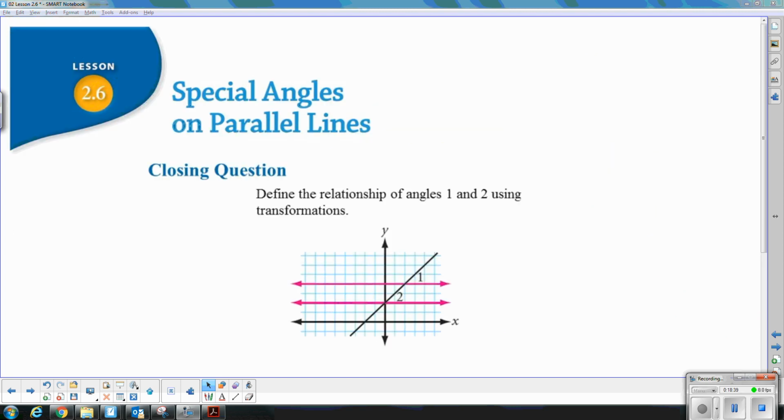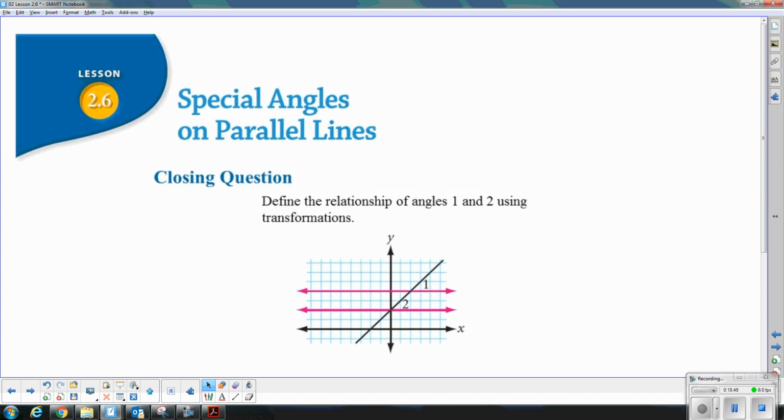Then please answer the closing question. Please pause the video while you work, and then you can unpause for the solution. It says to find the relationship between angle 1 and angle 2 using transformations. So what do you know about this line and this line? And how can you relate those two angles? And then, using a transformation, how would you describe the relationship?